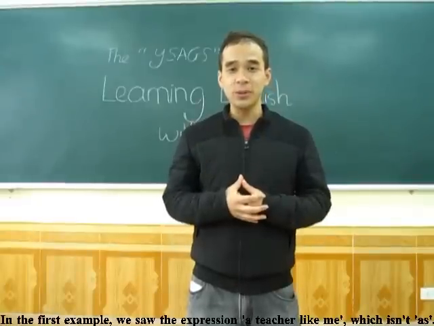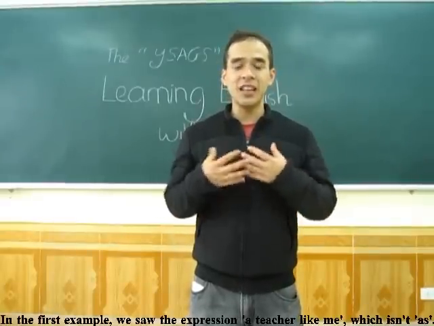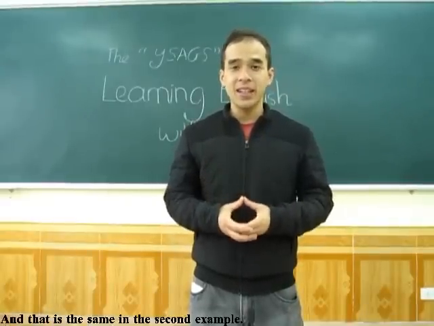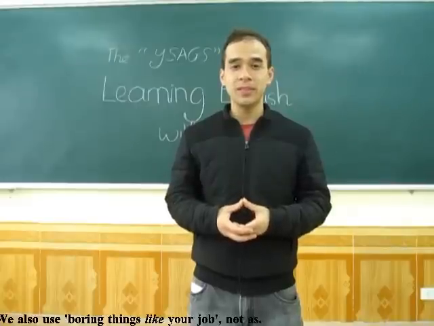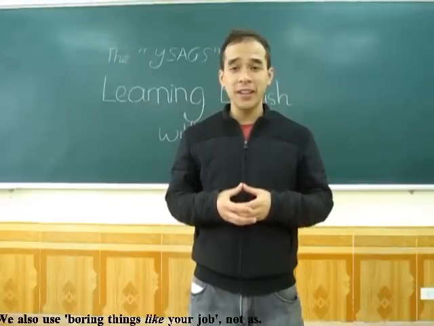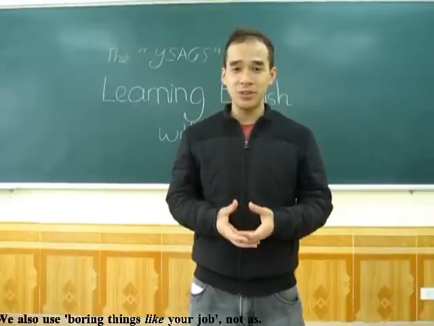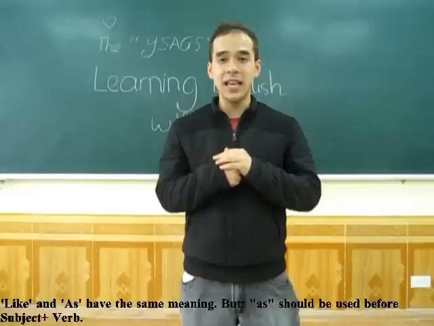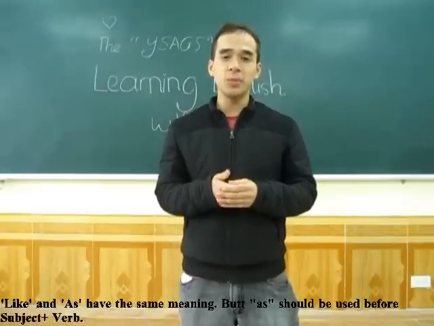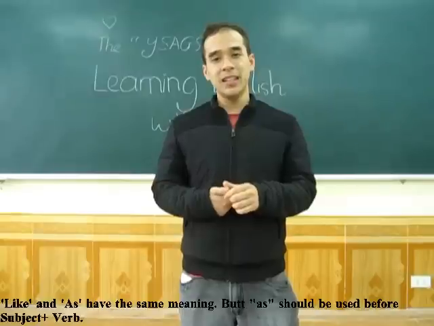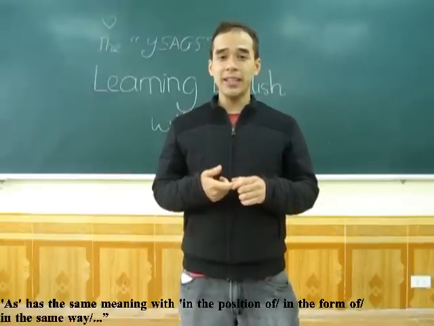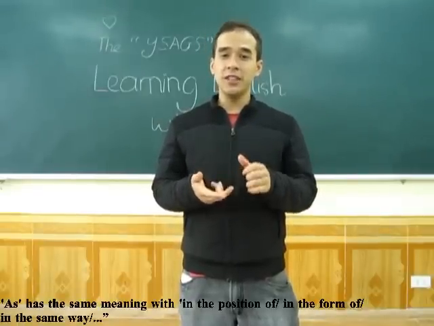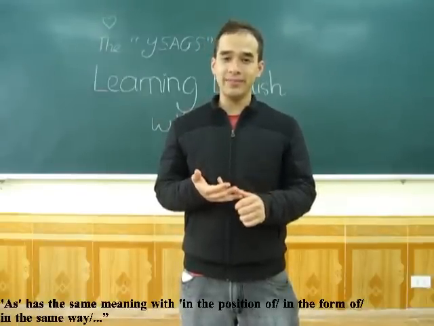In the first example, we saw the expression, a teacher like me, which is the same as the second example. We also use boring things like your job, not as. Like and as have the same meaning, but as should be used before the subject and the verb. As has the same meaning as in the position of, in the form of, and in the same way.